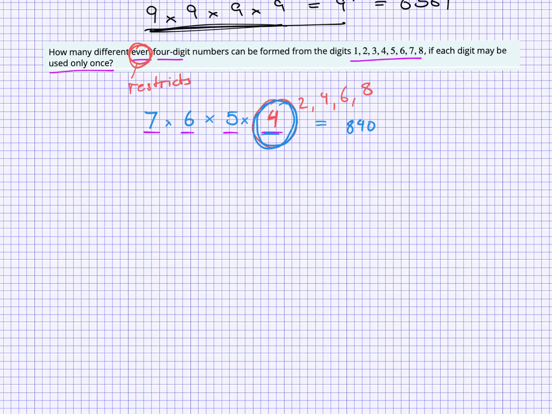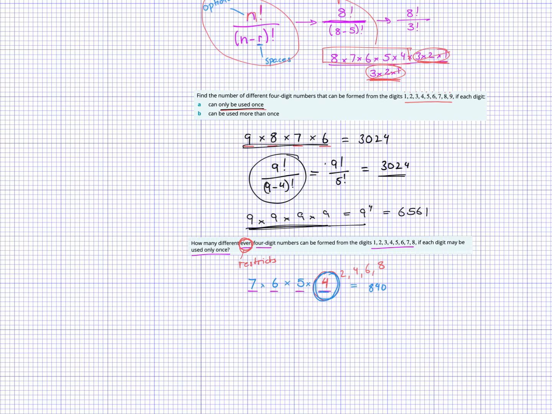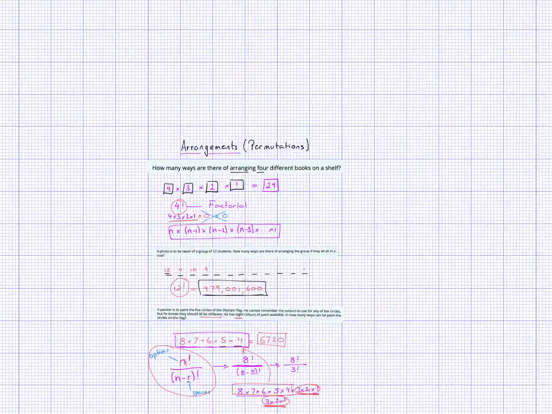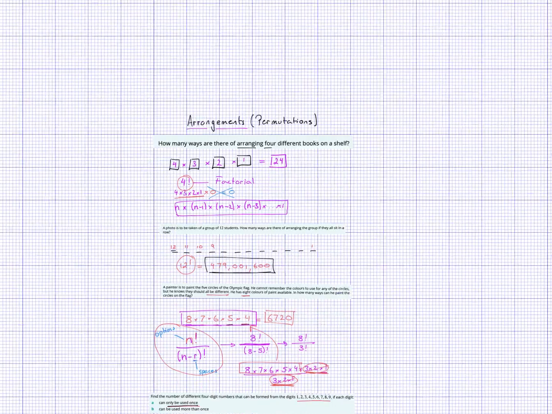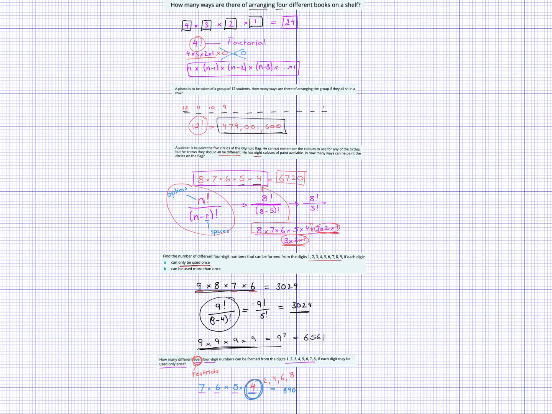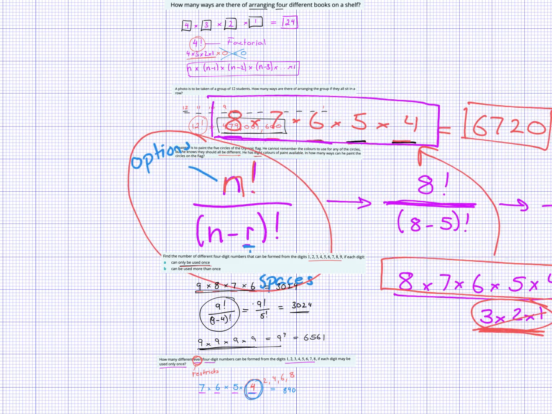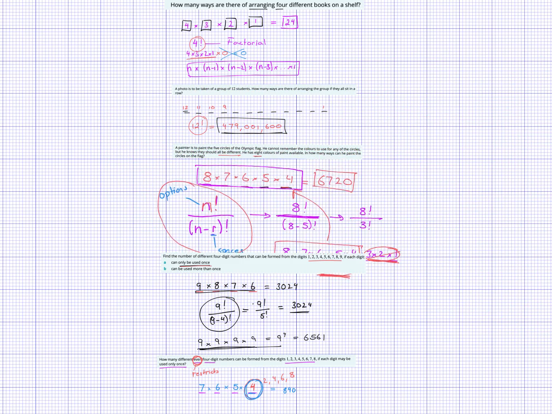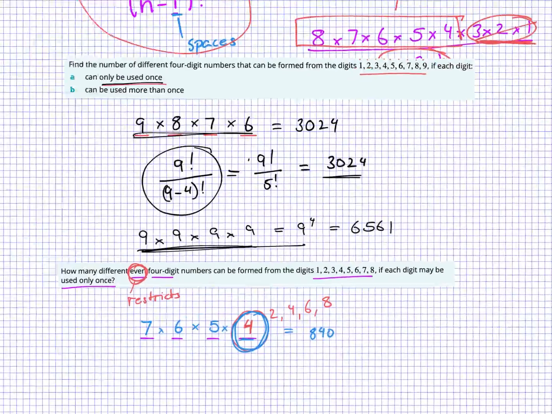Okay, so to finish off, this idea is called permutations, which are just arrangements of objects. And there is a formula we use for it, which is n factorial over n minus r factorial. Or you can just list the slots and carefully read each question.